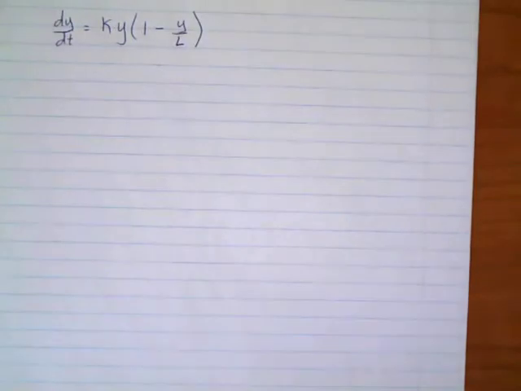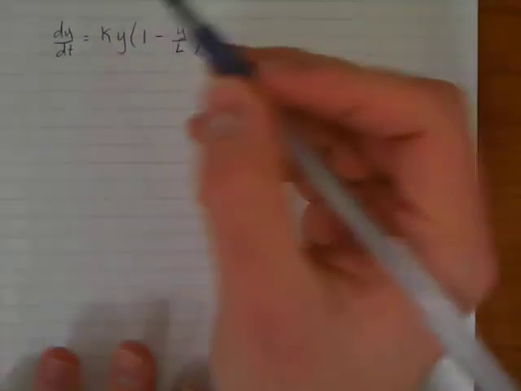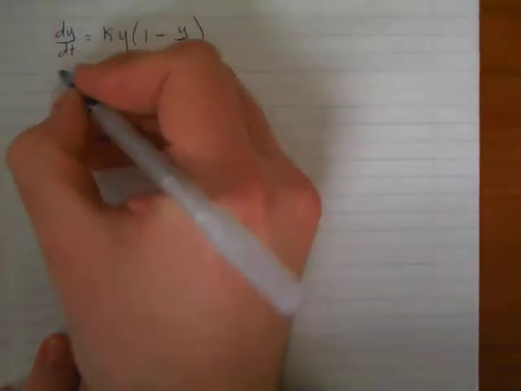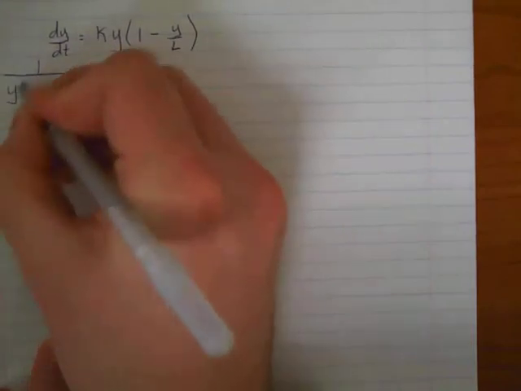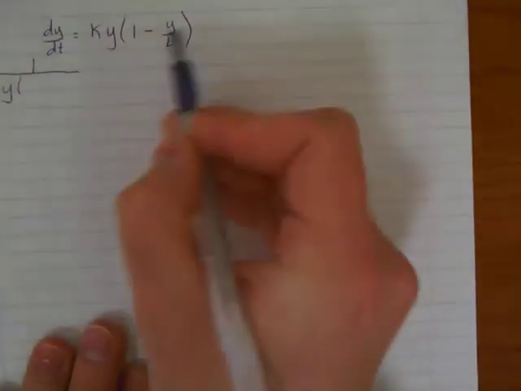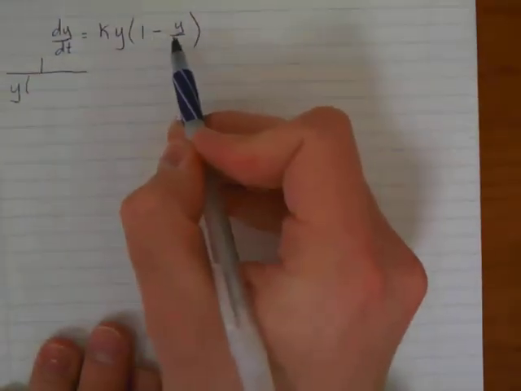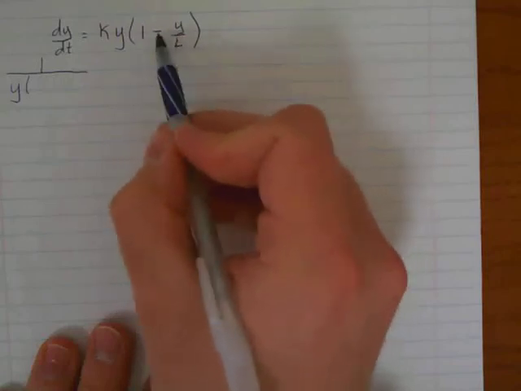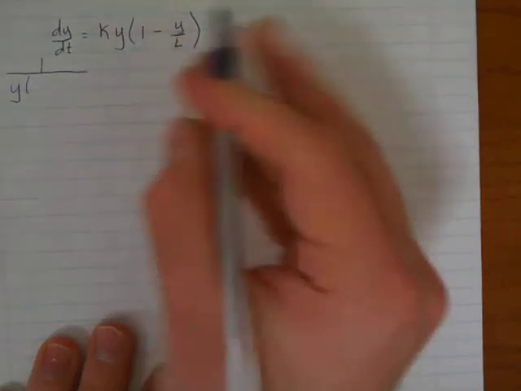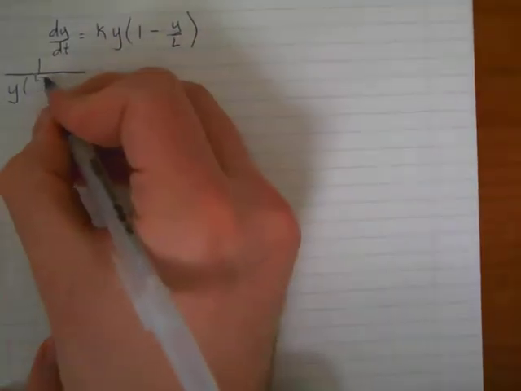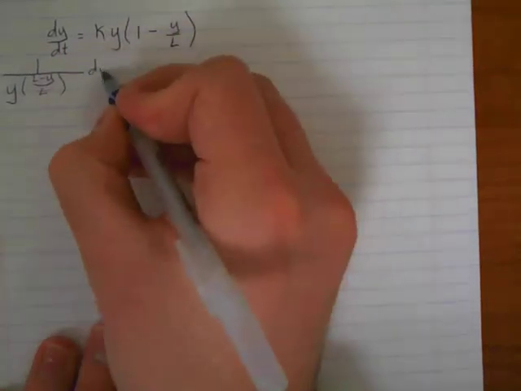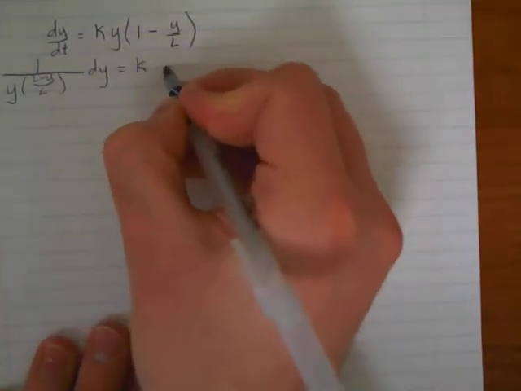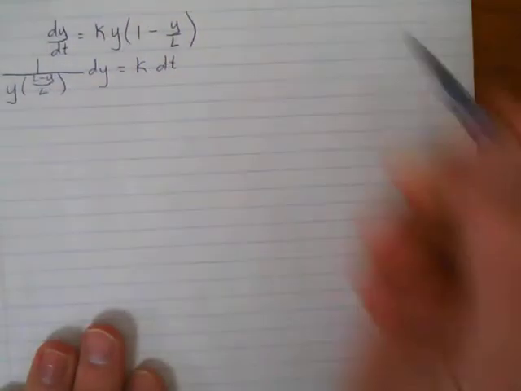So let's go through how we would solve something like this. First of all, we want to separate the variables. So I'm going to multiply dt over here. I'm going to divide everything else over here. So that gives me 1 over y times, and I'm going to do a couple things right here. I'm going to get a common denominator between these two. So this is L over L. So I have L minus y over L dy is equal to k dt.